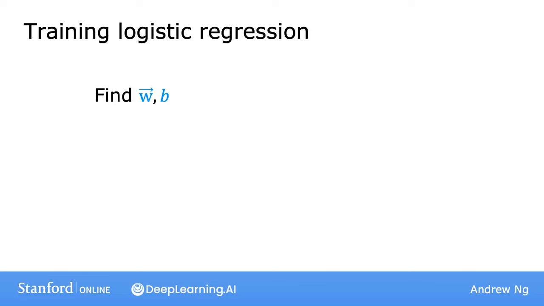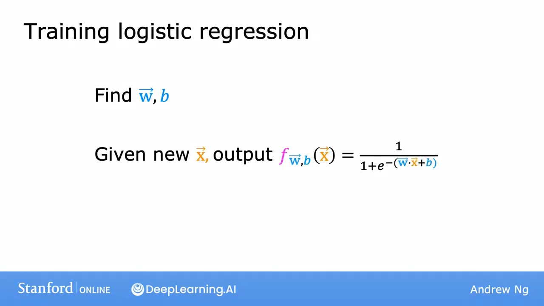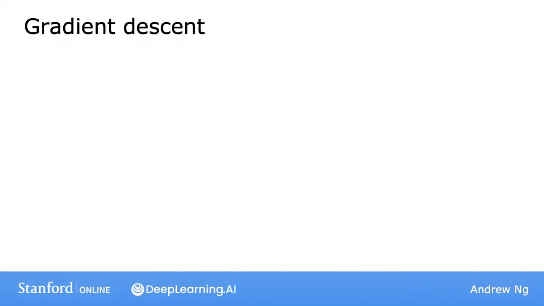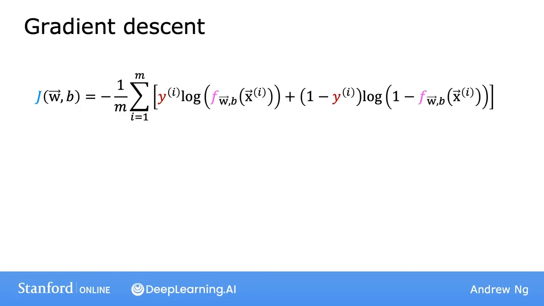After you've done so, if you give the model a new input x, say a new patient at the hospital with a certain tumor size and age that needs a diagnosis, the model can then make a prediction, or it can try to estimate the probability that the label y is 1. The algorithm you can use to minimize the cost function is gradient descent. Here again is the cost function.